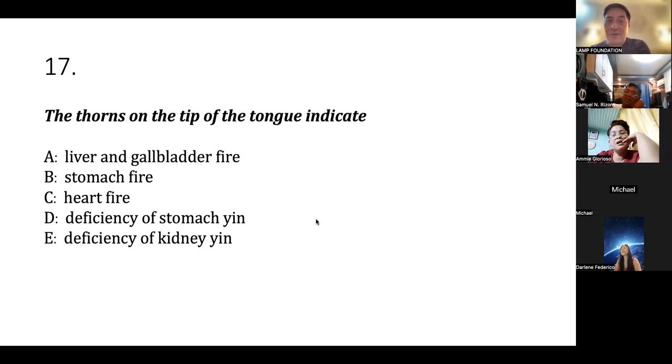Okay. What about kidney yin deficiency? Nasaan ang thorns? Nasa harot po. Kulang ang fire eh. Wala. Pag fire, meron, sabi niyo prickles. Eh wala nang fire. So walang thorns.